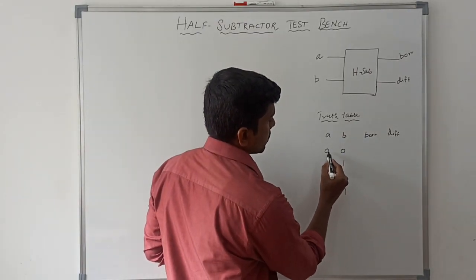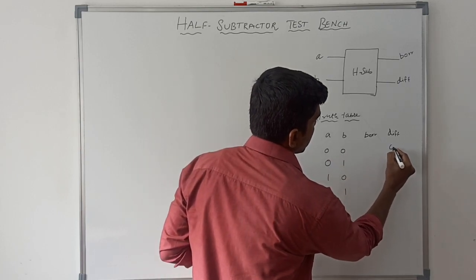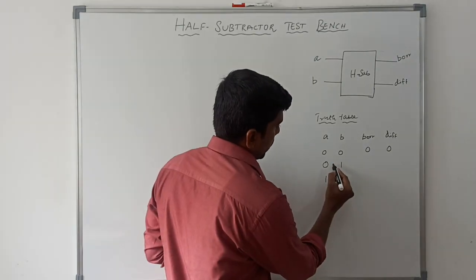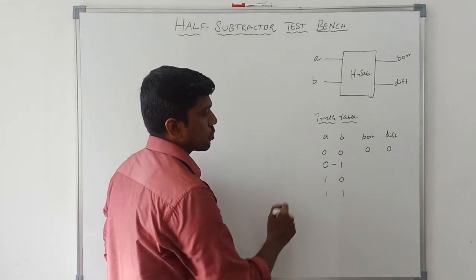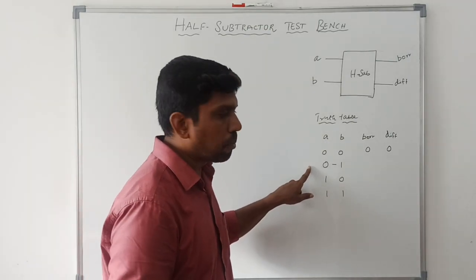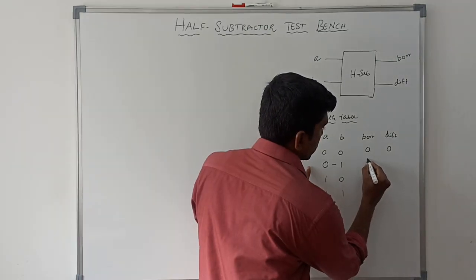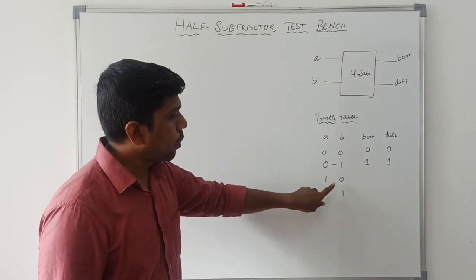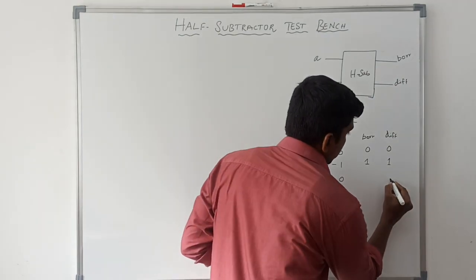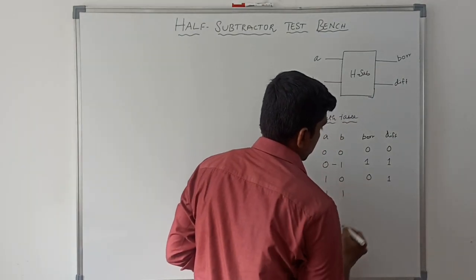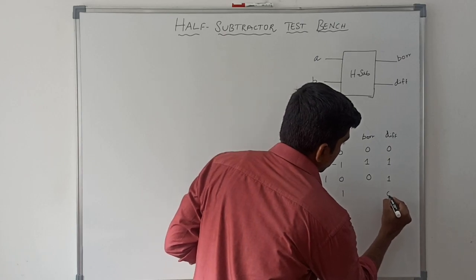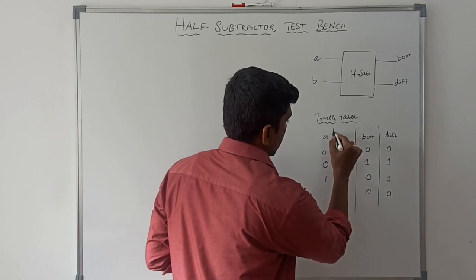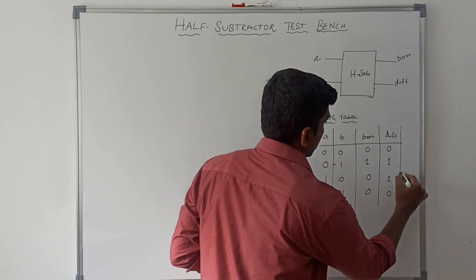So A minus B, 0 minus 0, difference 0, borrow 0. Next input 0 minus 1: there is no possibility, we need to get the borrow. So borrow value 1 and difference is 1. Then the third input 1 minus 0: difference 1, borrow 0. 1 minus 1: difference 0, borrow 0. It's the truth table for half subtractor.